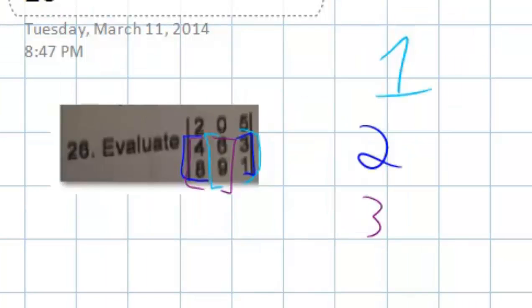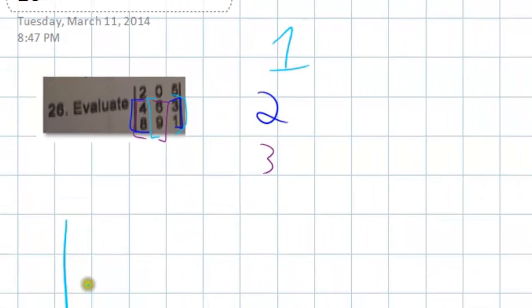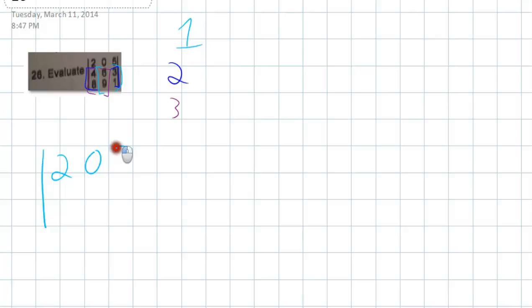So here we have question 26, and it wants us to evaluate, and it gives us a matrix with 3 rows and 3 columns. And you'll see I've split it up into certain colors, and so I'm going to try to make use of that in explaining. Hopefully, whoop, that's not the color that I wanted. Okay, hopefully this will make some sense. Okay, so here, I'll rewrite it actually for right now. 2, 0, 5, 4, 6, 3, 8, 9, and 1.